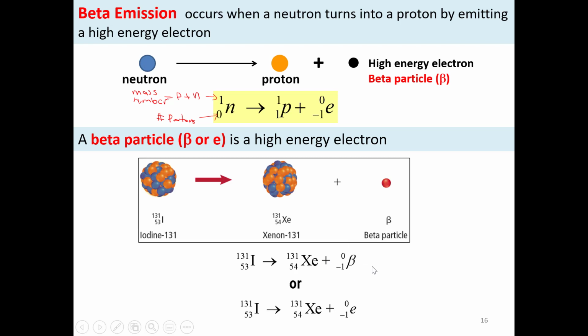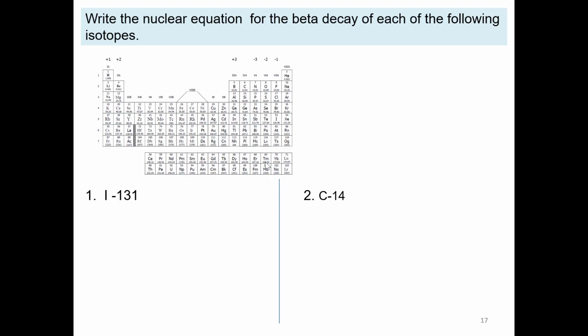Then we can use this symbol, which is also used in some books, or we can use the other symbol. In your textbook, they use this symbol, so let's use the same symbol as in your textbook, and we will use the bottom one. Then how can we get the equation for beta emission? We will learn in the next slide how to do that.